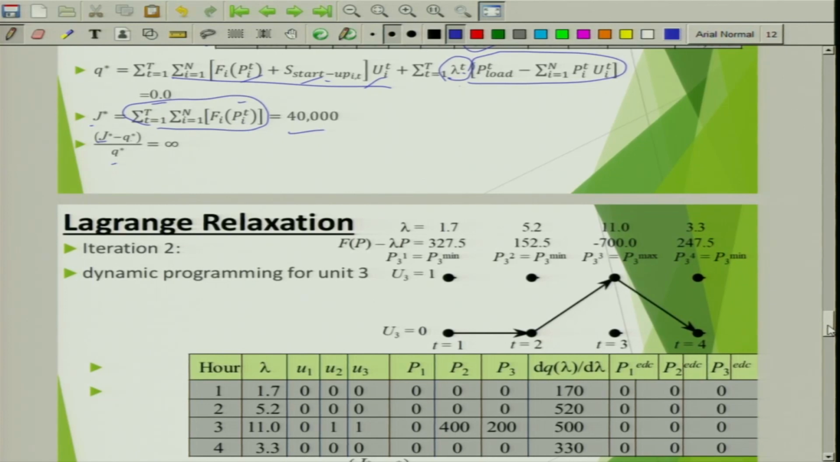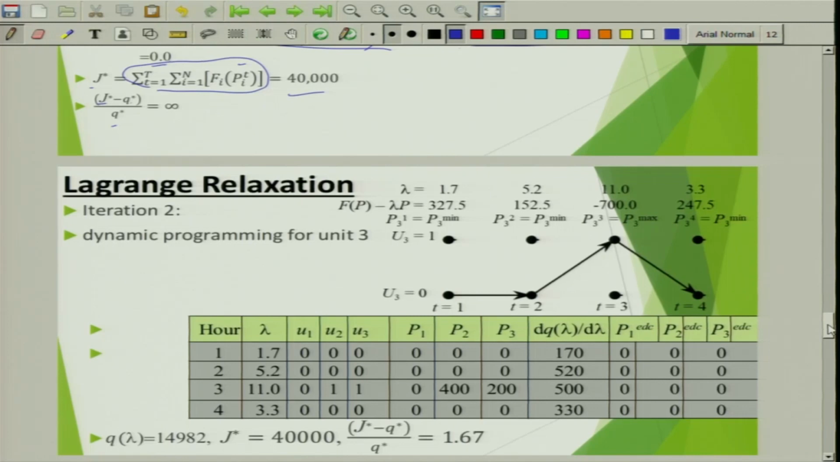Now in the next iteration, you obtain an updated lambda. First you start with the lambda only, right? You go for an updated lambda. Updated lambda is, as I have already told, the previous lambda plus dq by d lambda multiplied by alpha. I will just mention it like this: lambda 2, second iteration, is lambda 1 plus dq by d lambda multiplied by alpha, right.